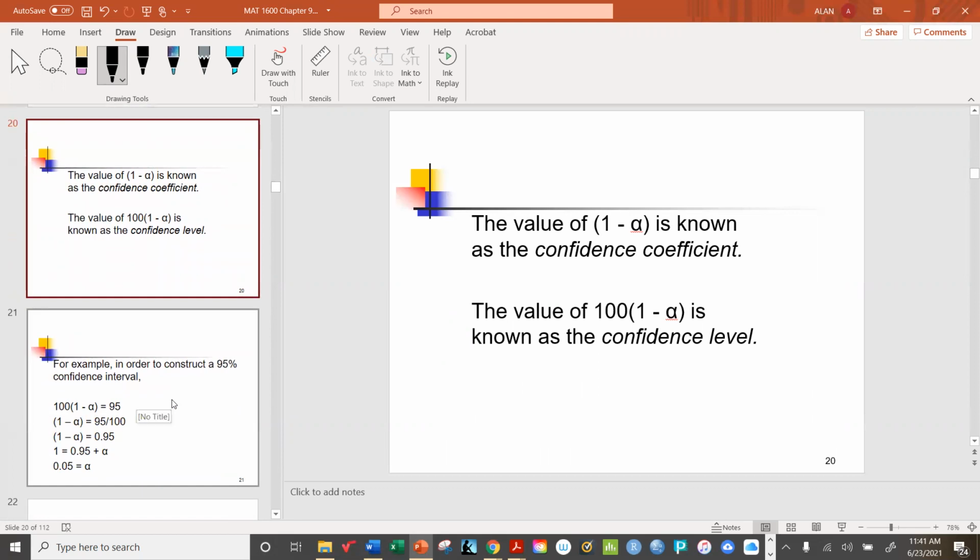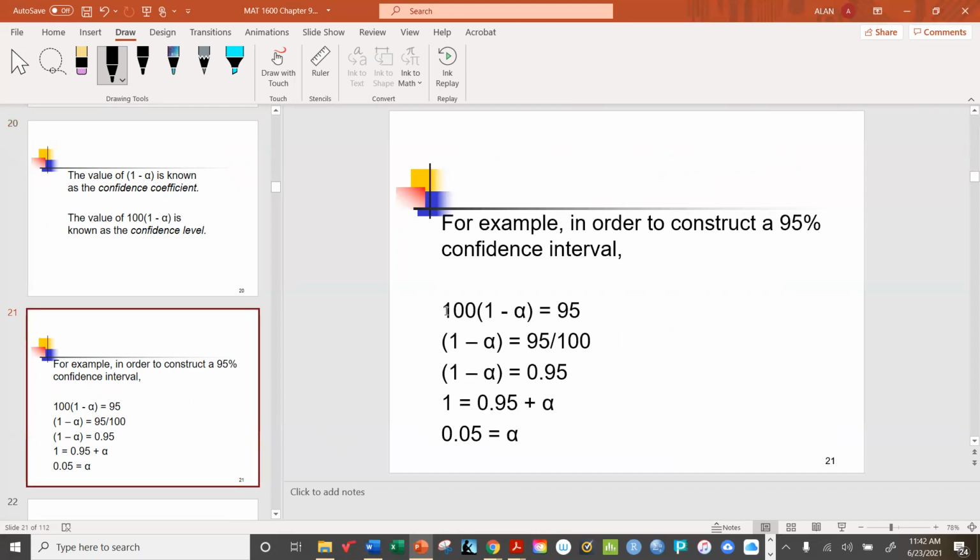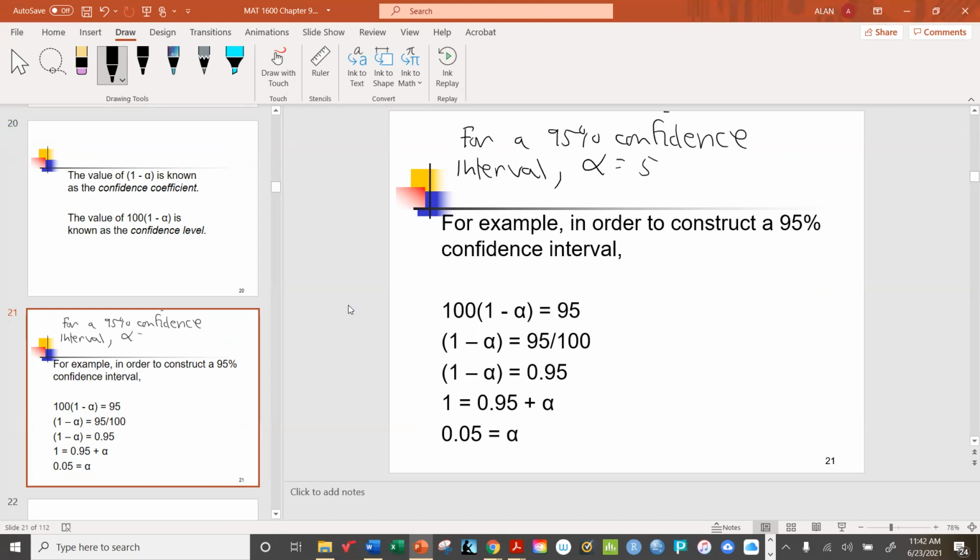All right, so again, how does this relate to our confidence interval? Well, this is something that we choose before we start the calculations. So just as a quick example, what if we're interested in calculating a 95% confidence interval? Well, let's look at the numbers. That implies that 100 times 1 minus alpha is 95. And if you do the algebra, you'll see that the alpha is 0.05. So for a 95% confidence interval, alpha is 5% or 0.05.